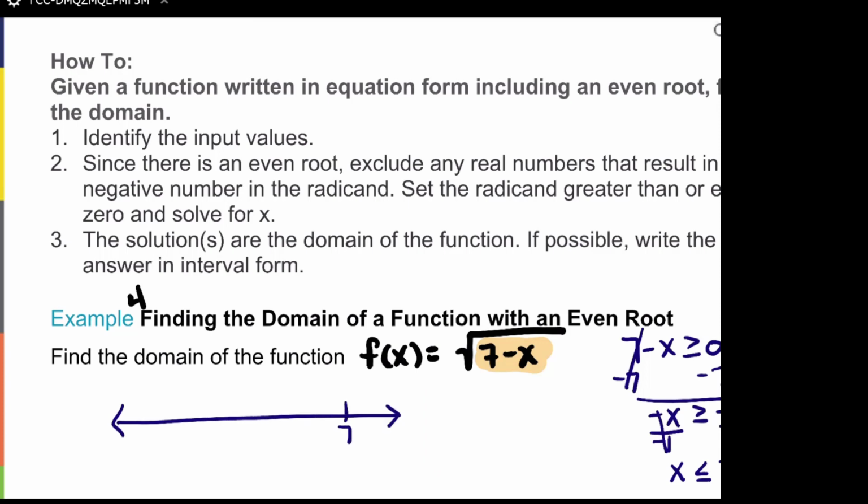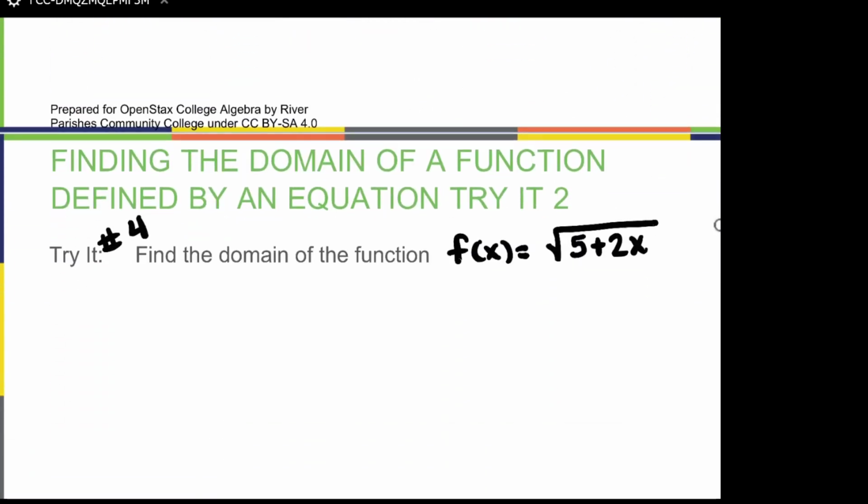So here's 7. It can include 7. All numbers that are less than or equal to 7 would be all numbers to the left. So it's going to be all numbers from negative infinity all the way to 7. And you can't include negative infinity, but in this case it does include 7, so we would use a bracket for that. So that would be, again, the domain. So what this means is you can only substitute in numbers into the x of this function that are between negative infinity and 7.